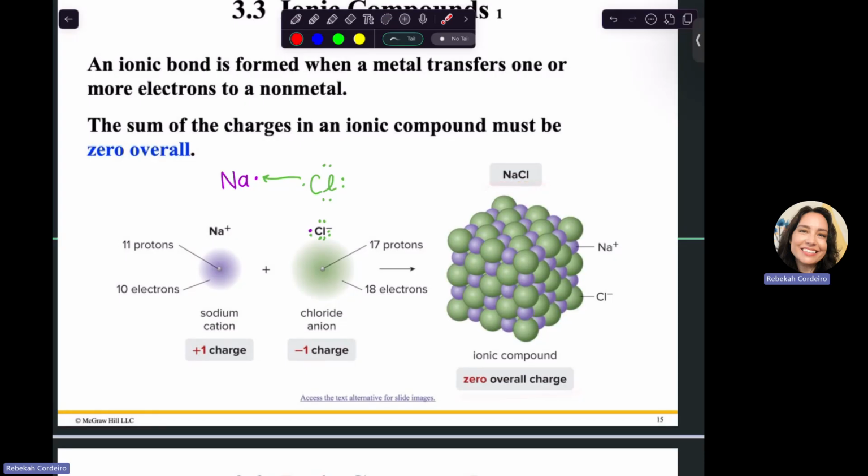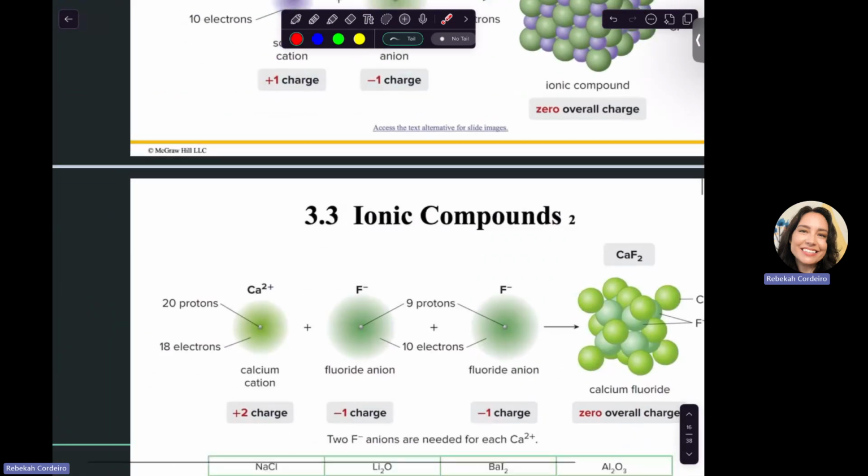Now, the ionic compound is not always just one atom of sodium and one atom of chlorine, for example. It makes a crystal structure. But for every 1 sodium there is a chlorine. It's a crystal lattice kind of thing that we've got going on.